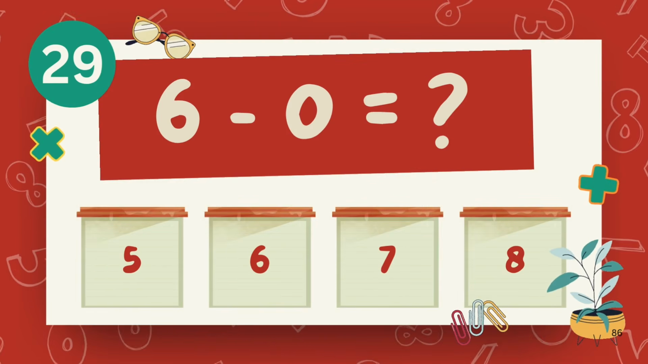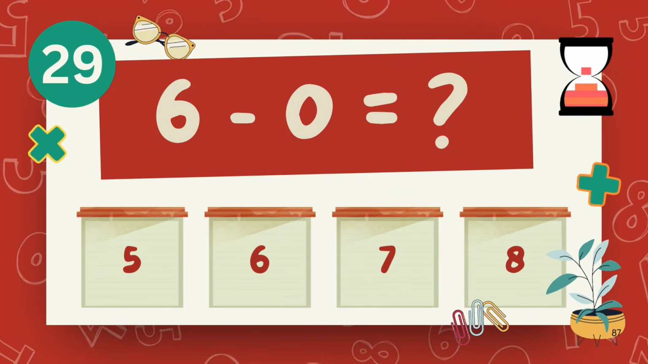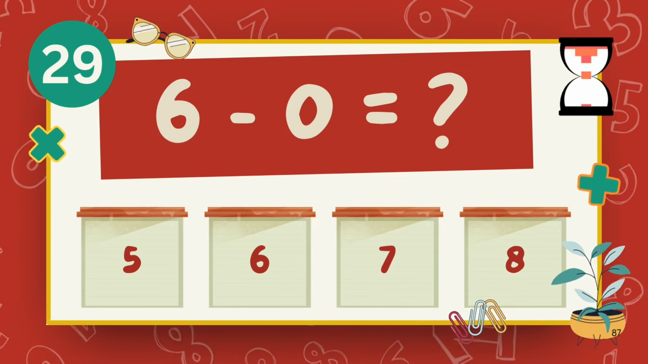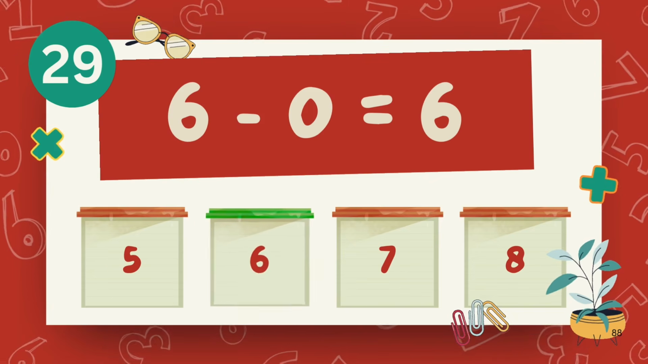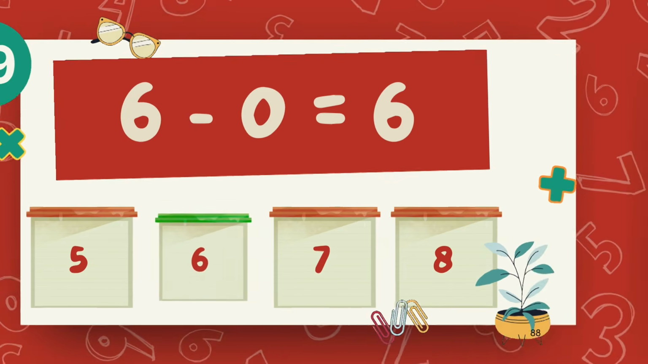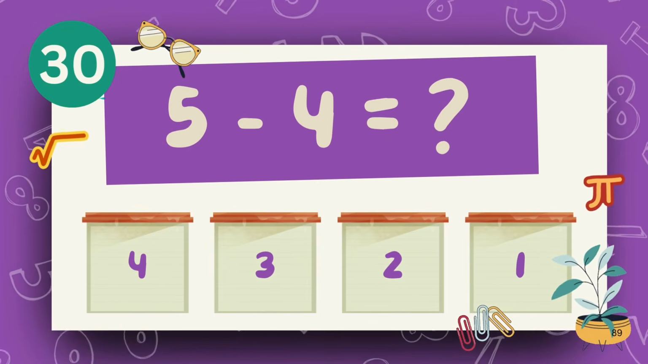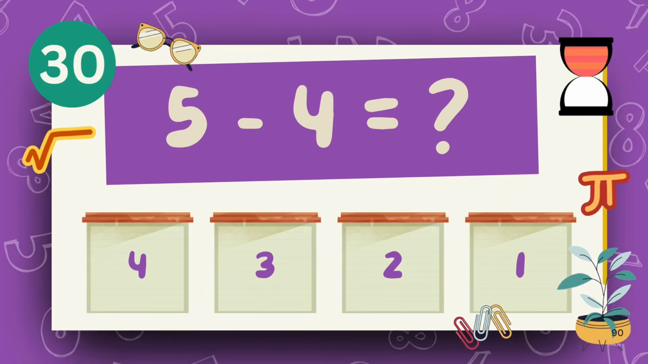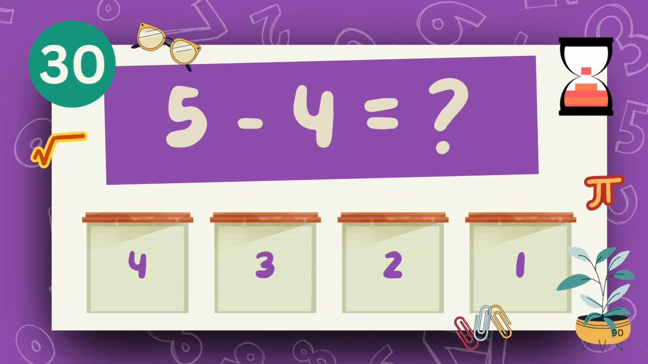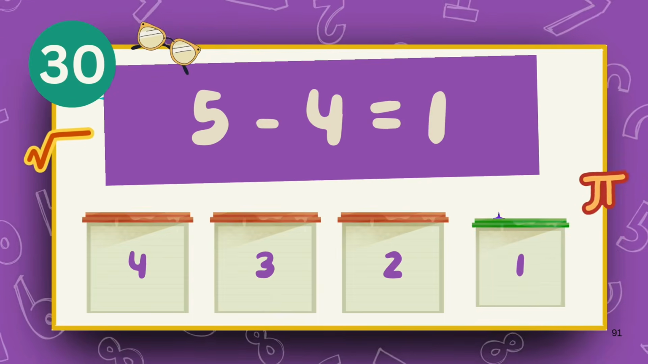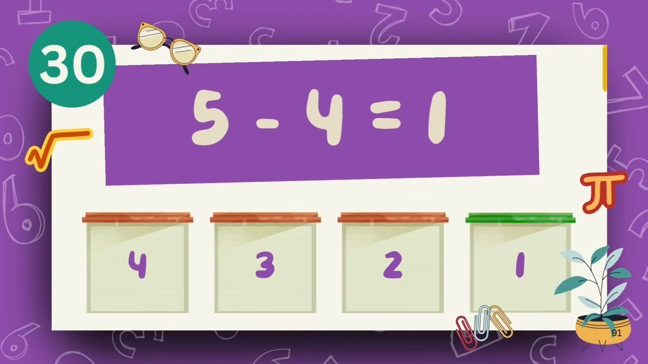What is 6 minus 0? The answer is 6. What is 5 minus 4? The answer is 1.